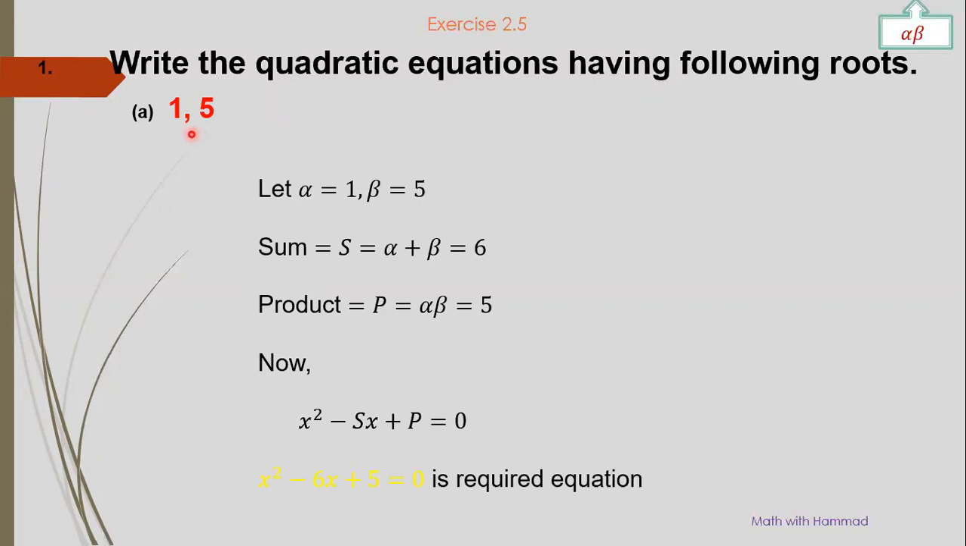Here we have two roots, 1 and 5. Suppose that alpha is equal to 1 and beta is equal to 5. Then s is equal to sum of the roots, 1 plus 5 is equal to 6, and p is equal to product of the roots, 1 into 5 is equal to 5. Then the standard basic form is x square minus sx plus p is equal to 0. Replace s by 6 and p by 5. We will get x square minus 6x plus 5 is equal to 0. And if we solve this equation by any of the three methods, we will get results 1 and 5.